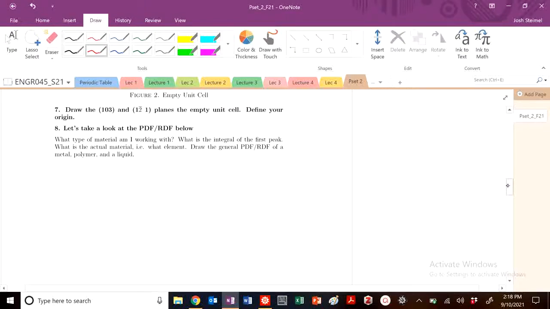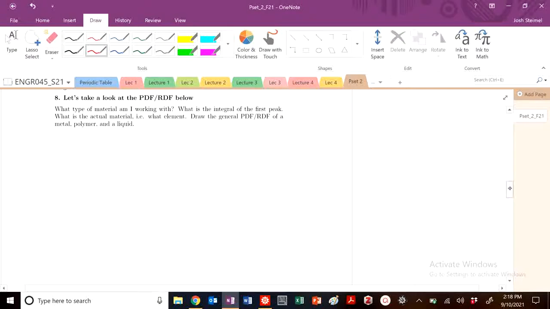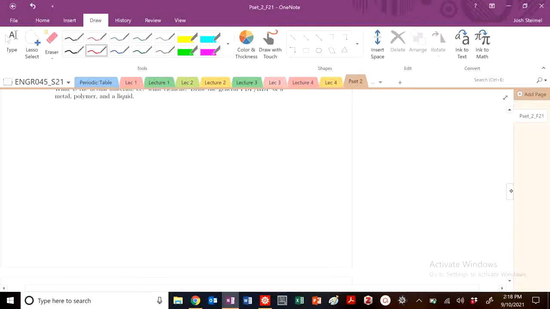And then let's look at the PDF part. What material am I working with? What is the integral of the first peak? What's the actual material? What element? Draw the PDF for metal, polymer, liquid. I don't even have to look at the problem. I can answer that. Metal, spikes on indefinitely.